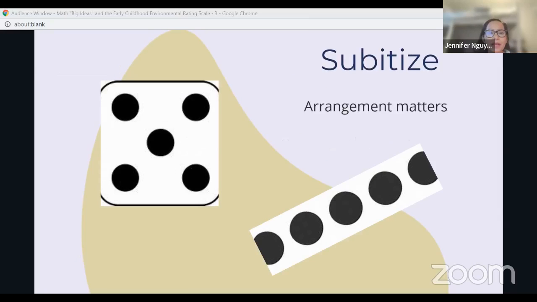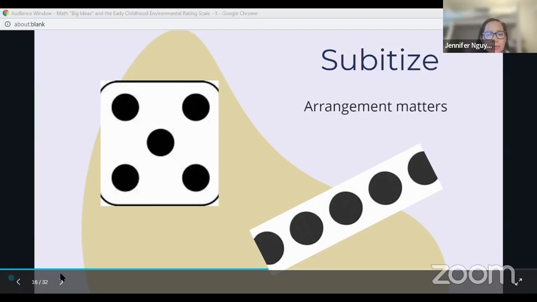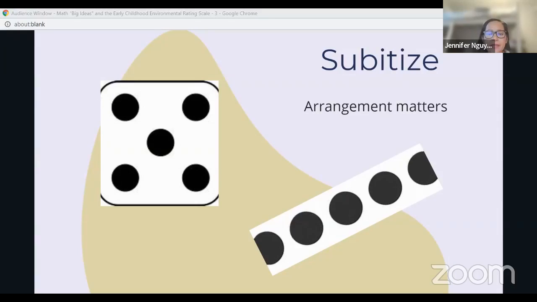Okay, so arrangement matters. Most preschoolers will recognize 5 dots when it's in the form of the 4 dots in the corners and the 1 dot in the middle. It gets a little bit more difficult for them to recognize the 5 dots when they're lined up, like the picture on the right. So again, the point is that many children need many experiences and exposure to this basic math skill, this big idea, subitizing, and to be able to instantly recognize quantity, no matter how it's arranged.